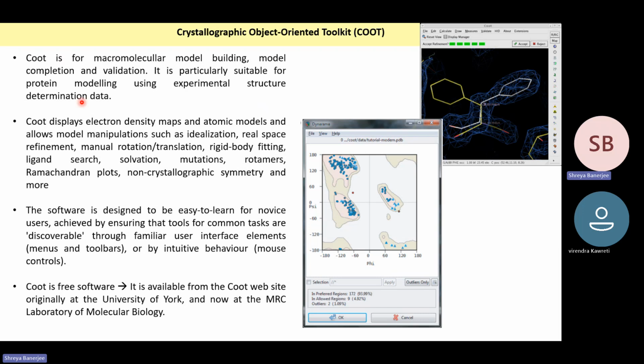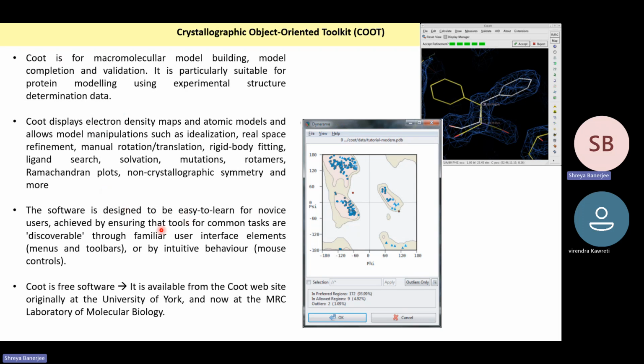So like this, COOT will display the electron density map and the atomic model, and it will allow you to move the model in different ways like rotation, translation, and fitting to fit it to the observed electron density map. You can also check with the Ramachandran plot, and suppose you have an orientation lying in the disallowed region. Then you have to modify the orientation such that it falls in the allowed region of the Ramachandran map and also fulfills the electron density map. So COOT can help you do that.